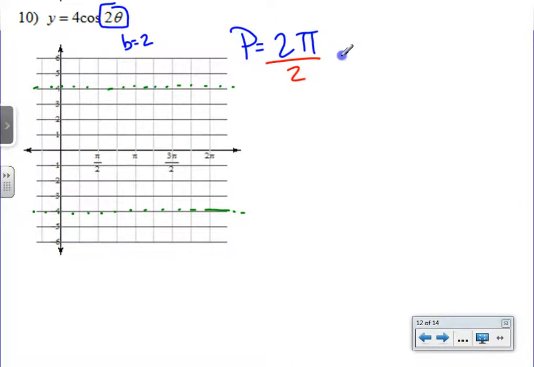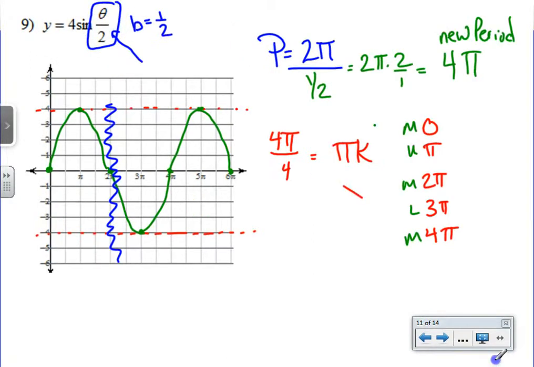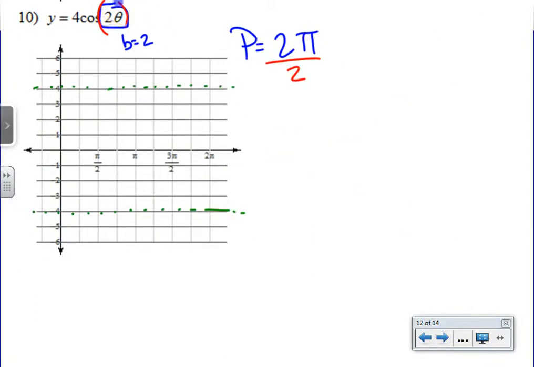Yes? I'm a little confused on how the b equals 2. It's the number that's in with the theta. So whatever's inside the cosine, whatever's in with the cosine, the number part in front of the theta is the b, the coefficient. All right, so our new period length is what? Pi.